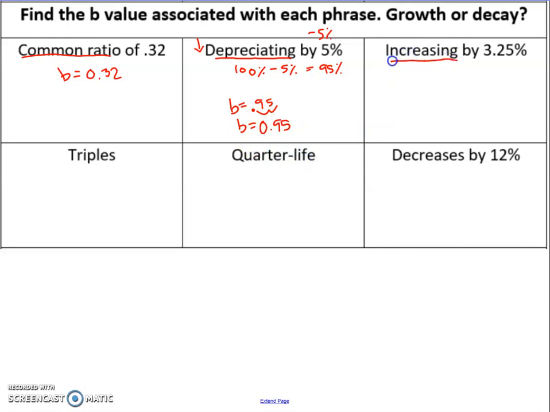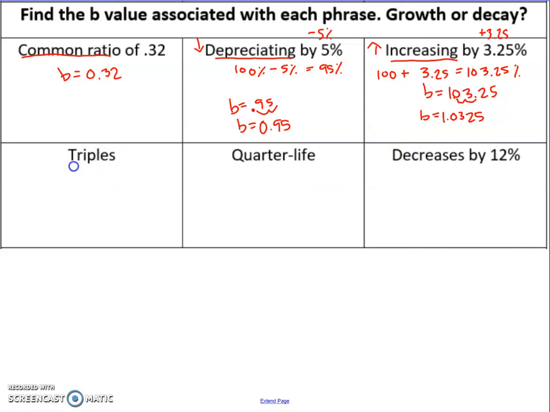All right, I'm increasing by 3.25%. Okay, so remember, percents I have to convert. So I have 3.25, but I have to add it to 100. So I'm at 103.25%. To get my B value, I drop the percent and move my decimal 2 places left. So my B value in my equation would be 1.0325.